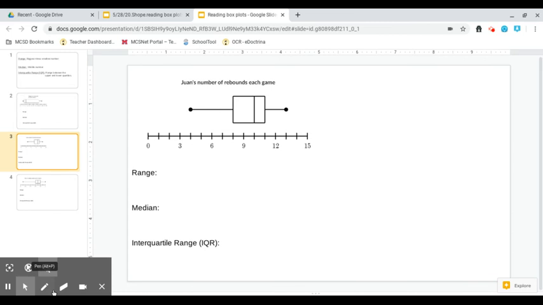Okay, we are going to grab a color. Come on.